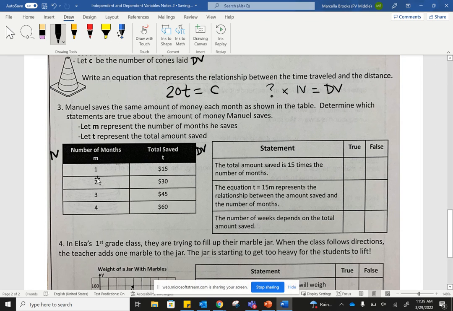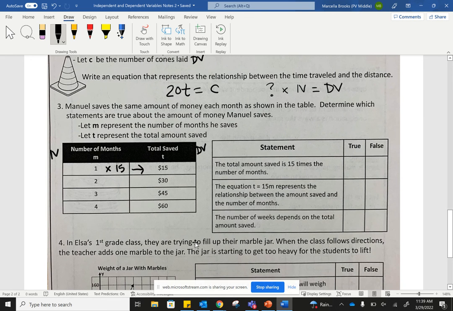So to find the DV, you just multiply the independent variable by 15, okay? So 1 times 15 gives me 15. 2 times 15 gives me 30. 3 times 15 gives me 45. 4 times 15 gives me 60, okay?